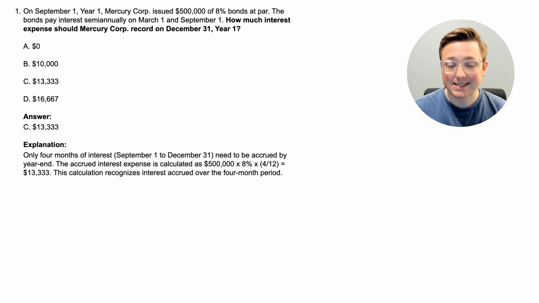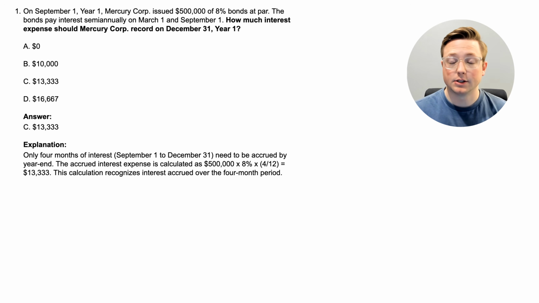All right, the answer is C, $13,333. That is the amount of interest expense, or really basically accrued interest expense, if you think about it, that they're going to have as of December 31st. So let's walk through this. Only 4 months of interest, September 1st through December 31st, that's 4 months, need to be accrued by year end. The accrued interest expense is calculated as $500,000 multiplied by 8% multiplied by 4 out of 12, and that's 4 out of 12 months in the year.